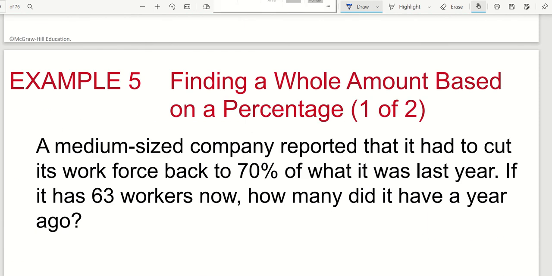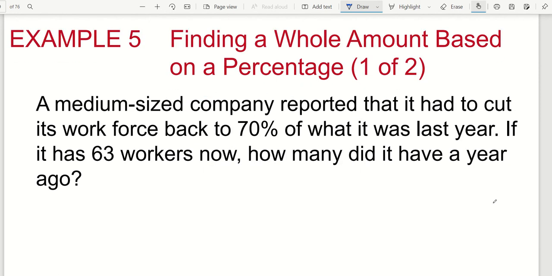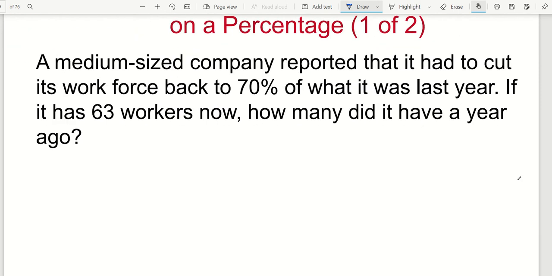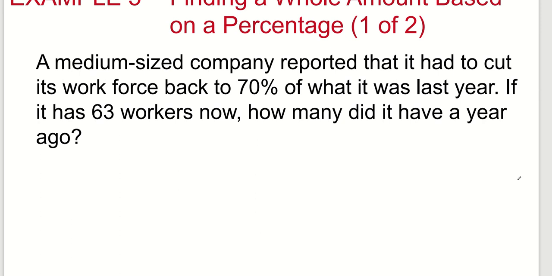Let's take a look at another example. It says a medium-sized company reported that it had to cut its workforce back by 70% of what it was last year. If it has 63 workers now, how many did it have a year ago? So they cut it back to 70% of what it was last year. It has 63 now. How many workers did it have a year ago?